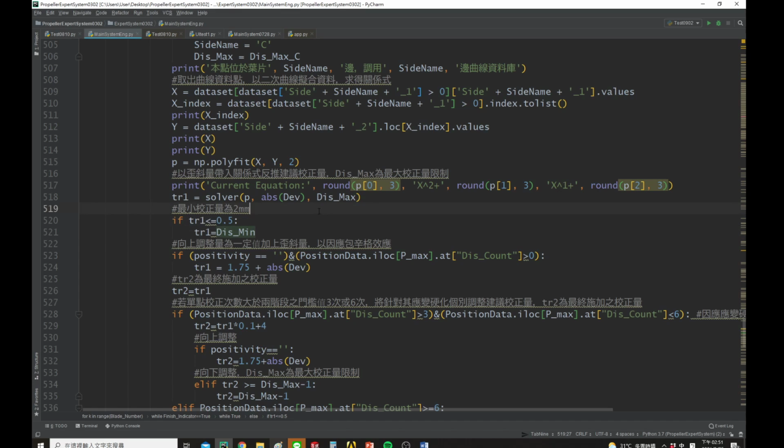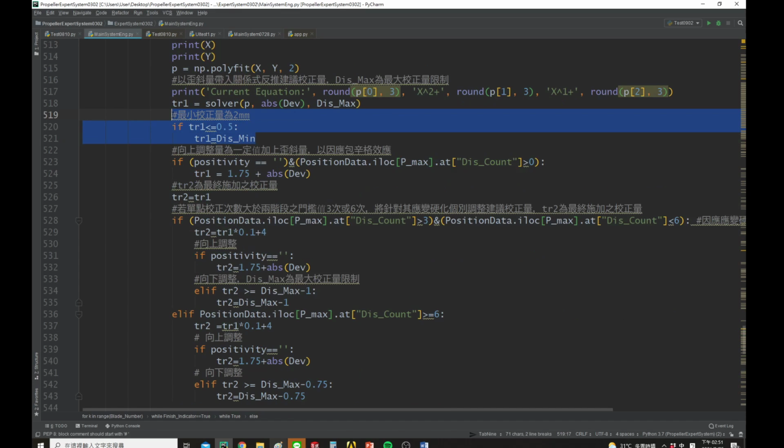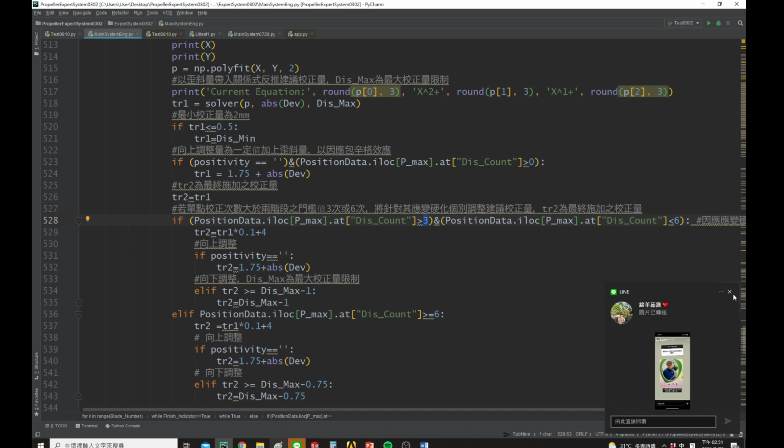If the number of tunings is smaller than 3 times, we can assume that it doesn't have strain hardening. Okay, there are 3 thresholds: 0 times, 3 times, and 6 times. So if the number is not bigger than 3, we can assume that the strain hardening doesn't occur.